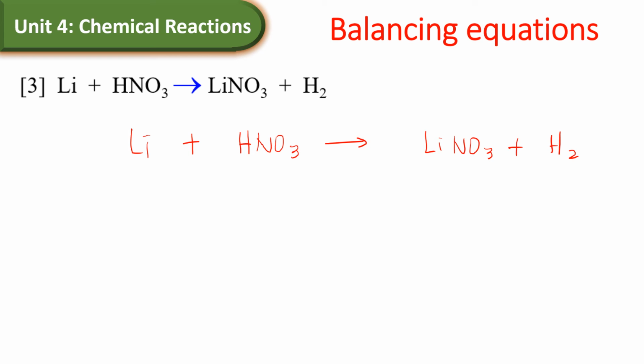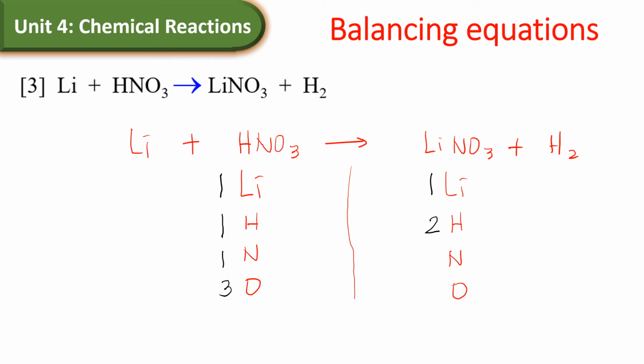Again, let's write first the elements: Li, H, N, O, and then Li, N, O, and H. Next, let's write the coefficient. How many lithium? 1. How many hydrogen? 1. How many nitrogen? 1. How many oxygen? 3. How many lithium? 1. How many hydrogen? 2. How many nitrogen? 1. How many oxygen? 3. So you can pause this video to think of the correct answer to balance the equation.